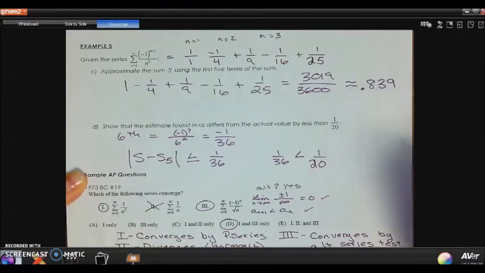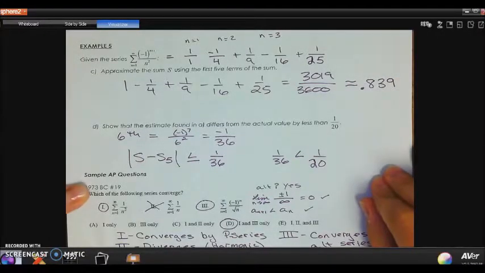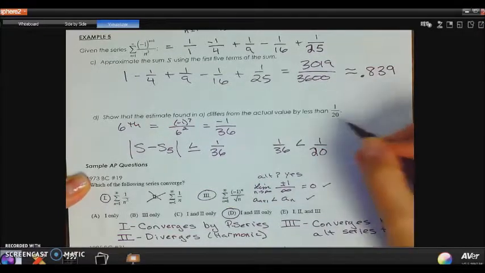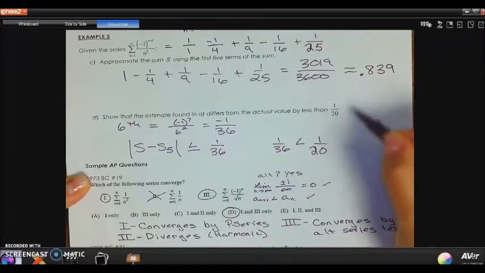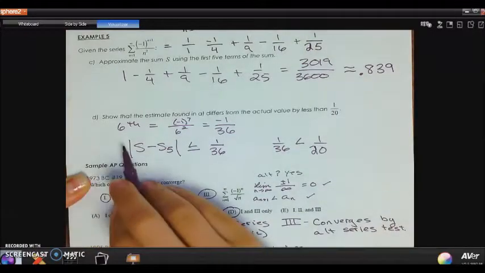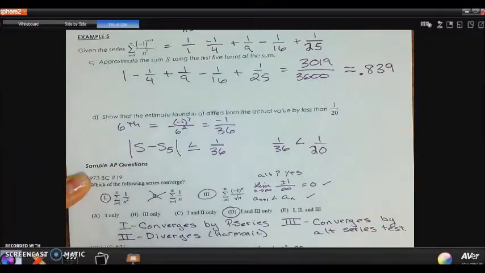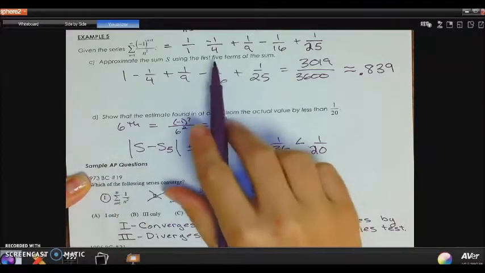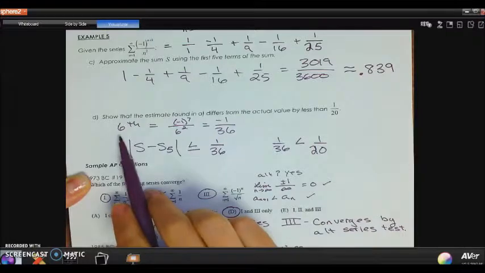Okay, so here I've got the first 5 terms summed to this, and now it says show that the estimate differs by less than 1 over 20. So I'm saying, is my estimation within 1/20th of the true sum? So I know via the alternating series test remainder theorem that the error is going to be less than the first omitted term. So what I need to do is, since the last term used is the fifth, figure out the 6th term.